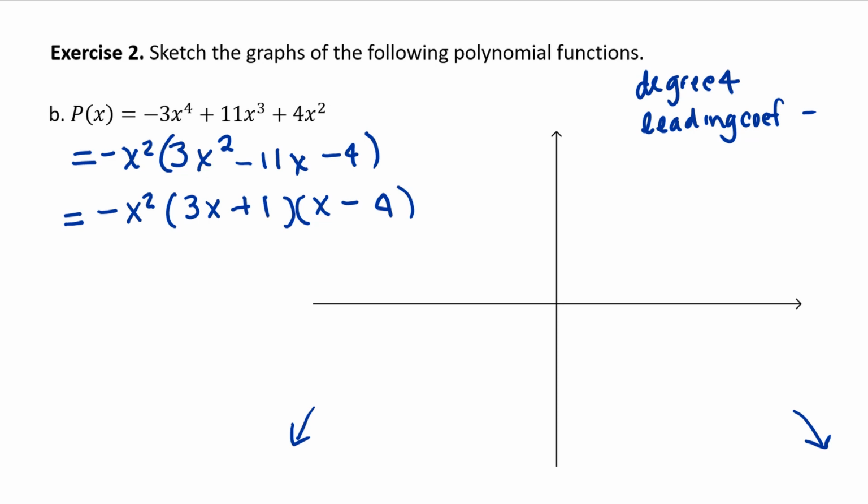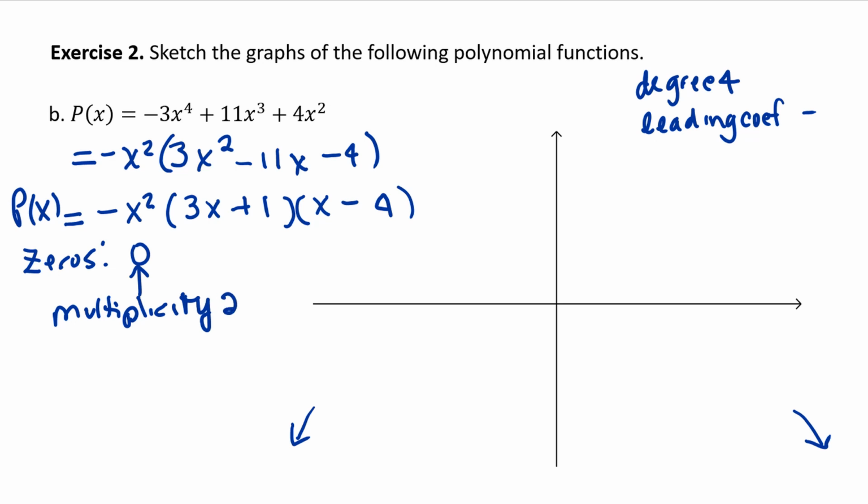Now, let's check our zeros. That's where this expression equals 0. So we will have zeros at x squared equals 0, which is 0. And let's go ahead and note that this is multiplicity 2 because it's x squared. And then we have a zero at negative 1/3 and one at x equals 4. So let's mark these. We'll have the origin 0, 0. Let's go ahead and mark negative 1/3 and positive 4.